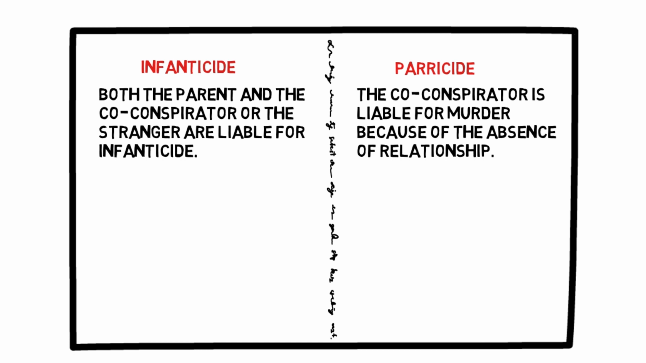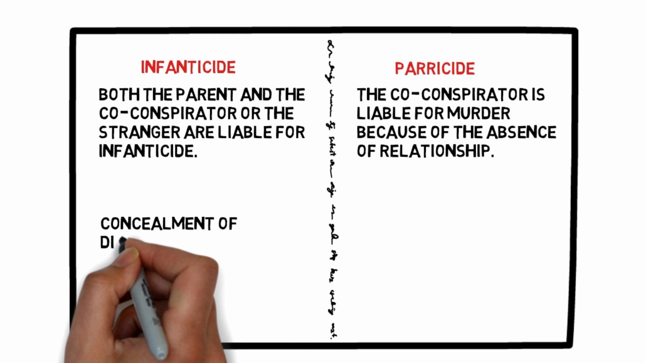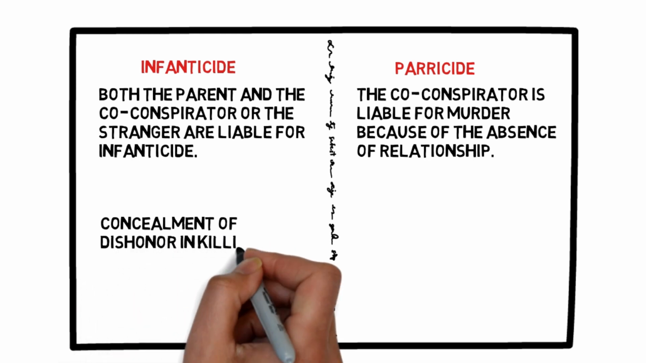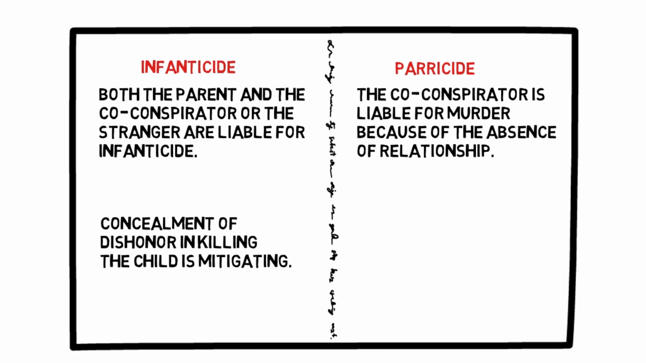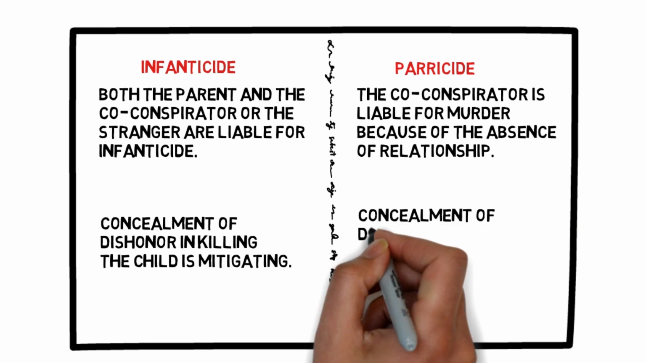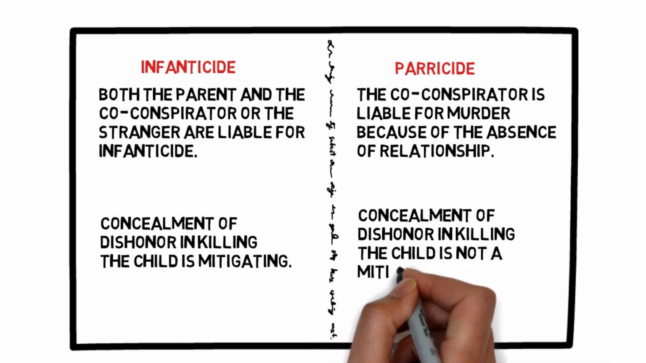As to mitigating circumstance of concealment. In infanticide, concealment of dishonor in killing the child is mitigating. While in parricide, concealment of dishonor in killing the child is not a mitigating circumstance.